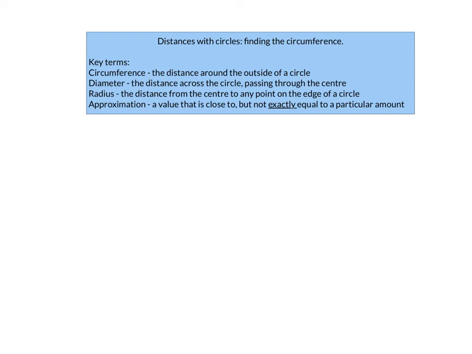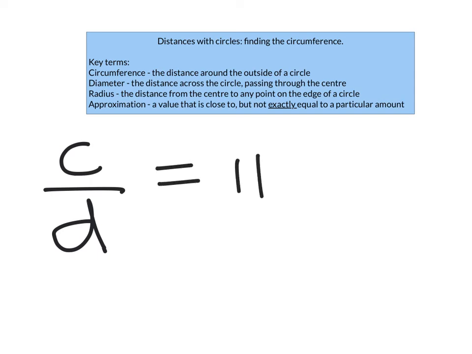And so where we're going to start is with the key relationship that relates the distances we use in circles. C over D, the ratio between the circumference, the distance around the outside of the circle, to D, the diameter of the circle, the distance across through the centre, is always equal to pi. This is actually how we define the number pi. It's this constant number which always relates the distance around the outside of a circle to the distance across a circle.